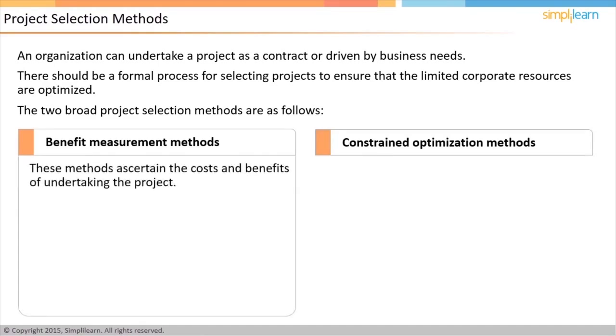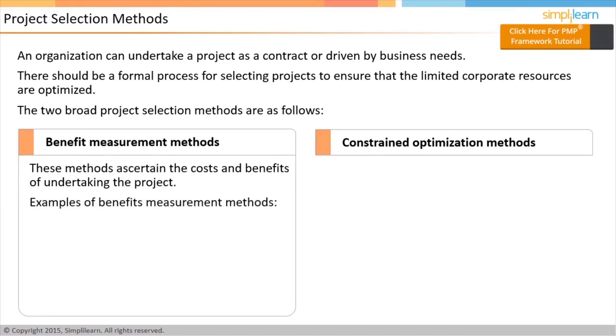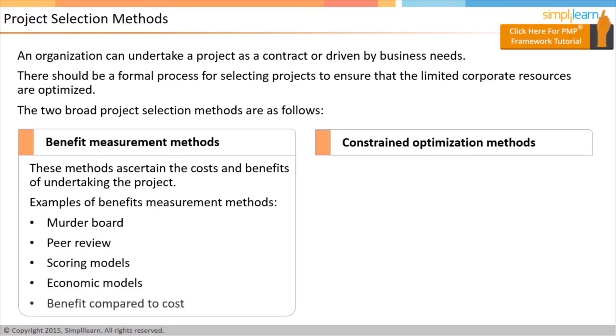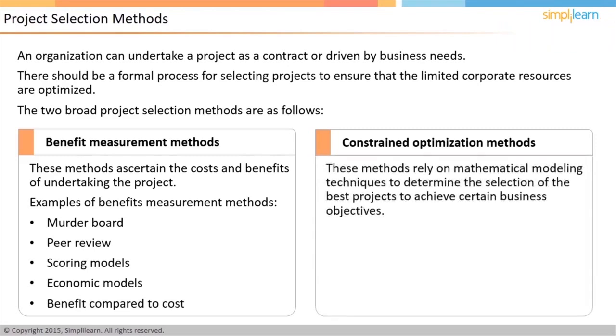Broadly, the benefit measurement methods focus on ascertaining the costs and benefits of undertaking the project. The methods under the benefit measurement method include Murder Board, where a panel of experts shoots down a new project idea, peer review, scoring models, economic models, and benefit compared to cost. The constrained optimization methods rely on mathematical modeling techniques to determine the best selection of projects to achieve certain business objectives. The methods of constrained optimization include linear programming.